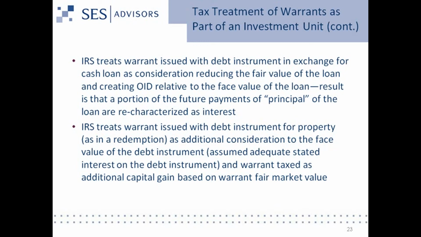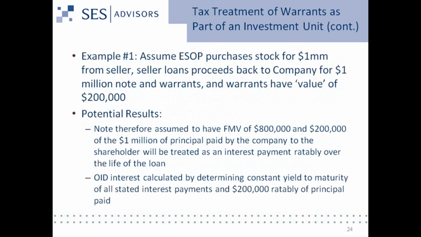And in a redemption, when we're issuing the warrant as a debt instrument for property, and we have additional consideration, what we end up doing is having to value the warrant on a fair market value basis and treat it as an additional capital gain paid to the seller on the date of the issue of the warrant. So to take these through into some examples, assume an ESOP purchases stock for $1 million, and the seller loans the $1 million back to the company in exchange for a note and warrants, and we determine using Black-Scholes or some other method that the warrants have a value of $200,000.